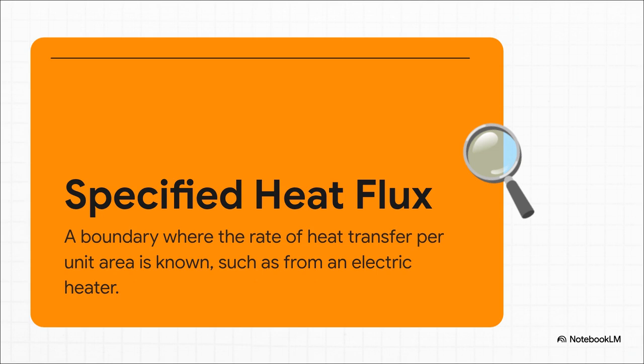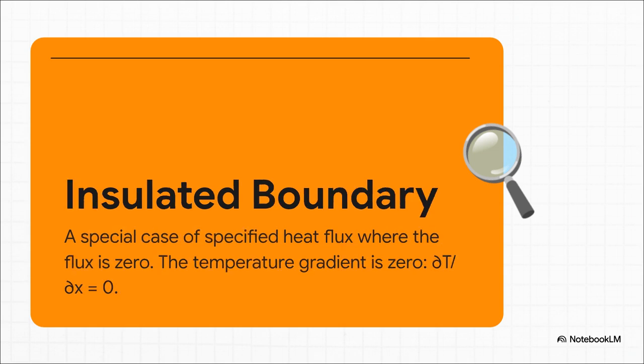Another way to do it is to specify the heat flux. So maybe we don't know the exact temperature of a surface, but we do know that an electric heater is stuck to it, pumping in a steady 700 watts for every square meter. This doesn't fix the temperature itself, but it tells us the slope or the steepness of the temperature graph right at that boundary.